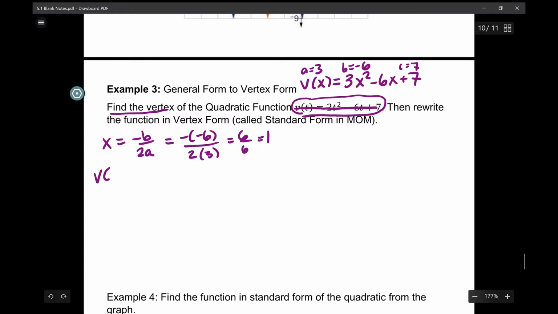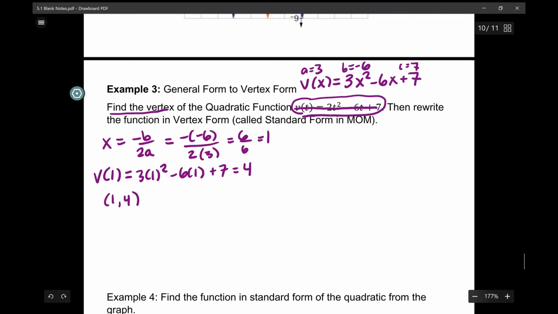And to find the y coordinate, I plug in the x coordinate. v of 1 equals 3 times 1 squared minus 6 times 1 plus 7. So that's equal to 3 minus 6, which is negative 3, plus 7, which is positive 4. So my vertex is (1, 4).